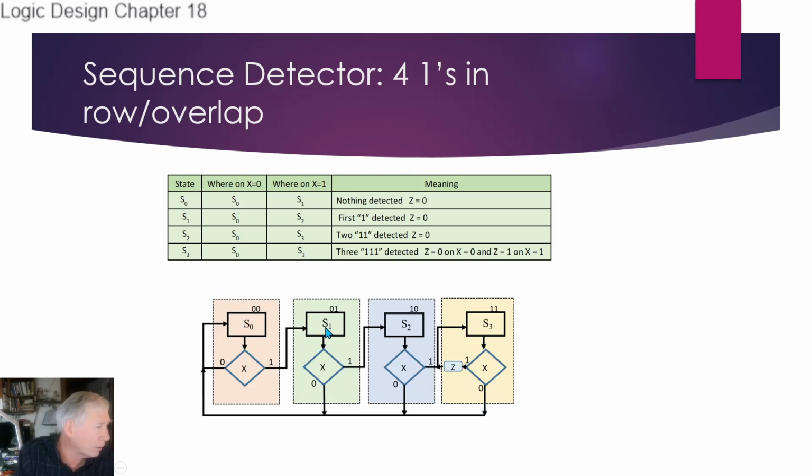So on a 1 we go here, and the next one we go there, the next one we go here, and the next one we output Z and go back here. And if we get another 1, we'll output Z and go back here. If we get another one, we'll output Z. Or if we get a 0, we'll go all the way back. And here, if we get a 0, we go back. Here we get a 0, and here we get a 0.